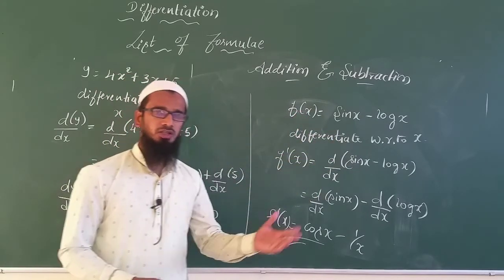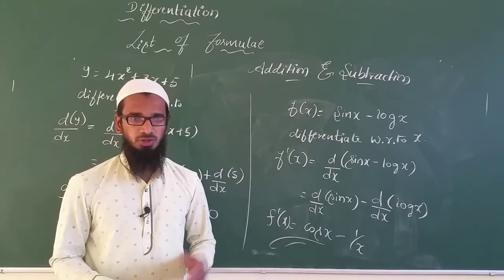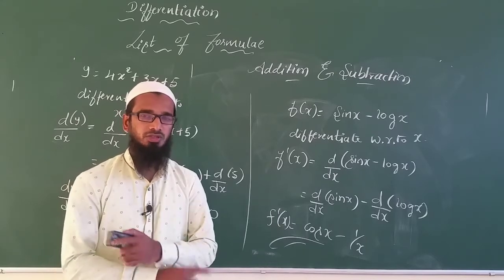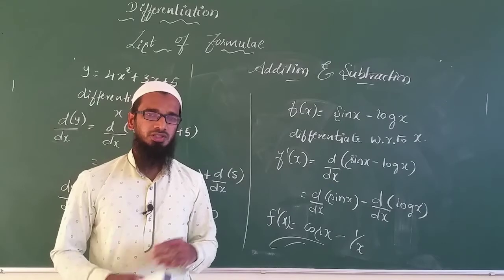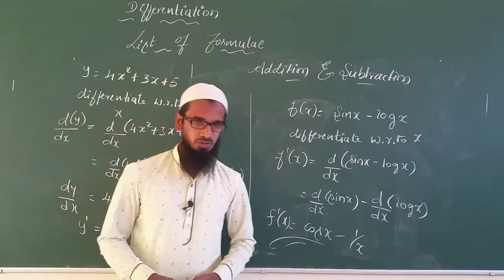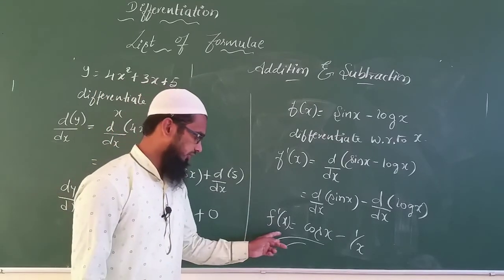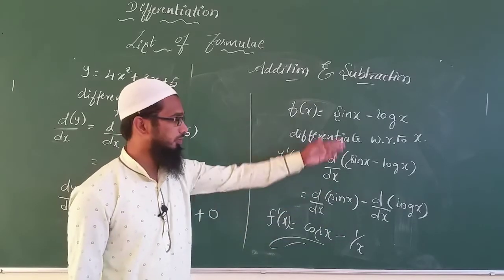Okay, we can solve any kind of problems. The only thing we have to remember is the list of formulas we have given here. Once you know the formulas, we can solve any numerical easily. Otherwise it is difficult for us to calculate or solve any kind of numerical. I hope you have understood this basic concept and the formulas here. So now f dash of x is equal to cos x minus 1 over x, that is the derivative of the given function here.